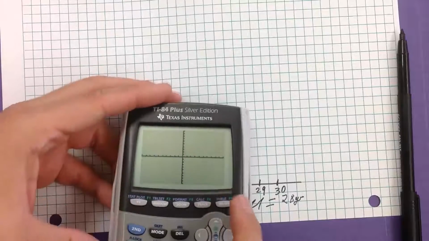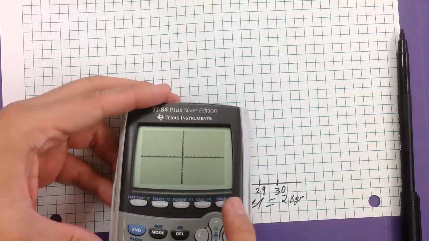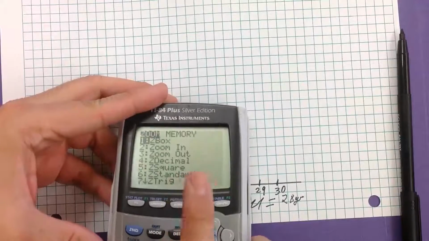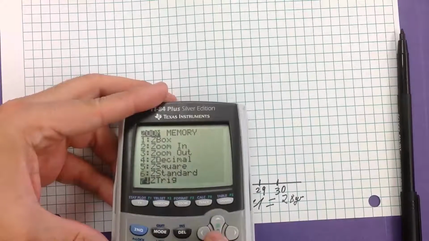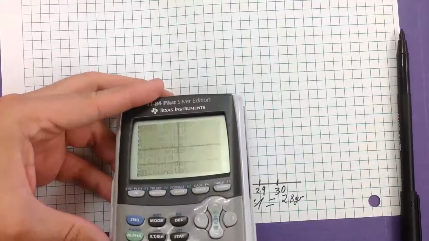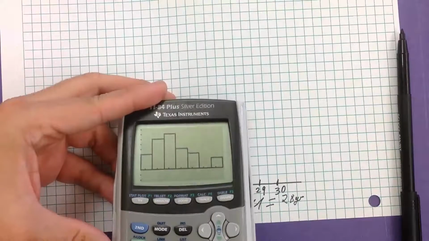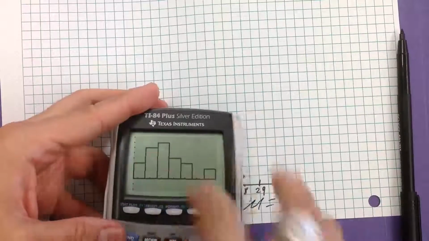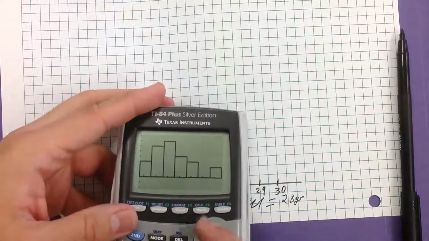I'm going to hit graph. Uh-oh. Where's my graph? No, I know how to fix that. You hit zoom, and you look for zoom stat. And there's my histogram. And I can just copy it, draw it. In fact, I can even see what this value is, which is probably 23.